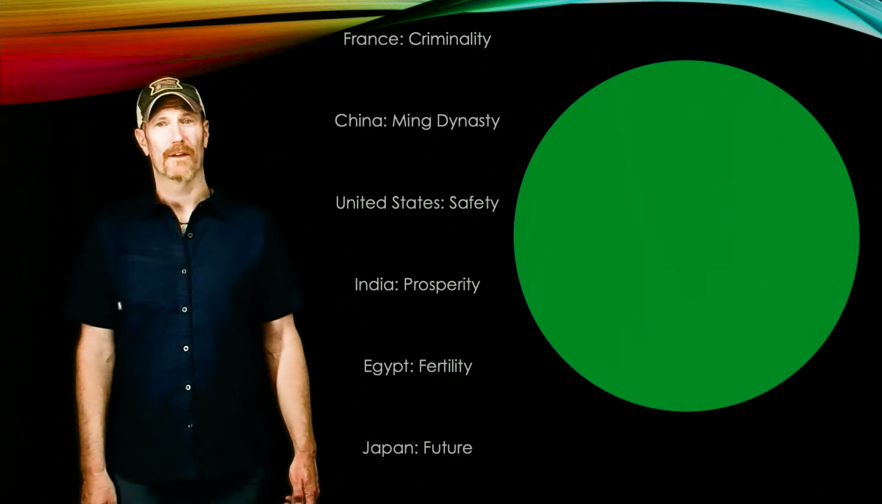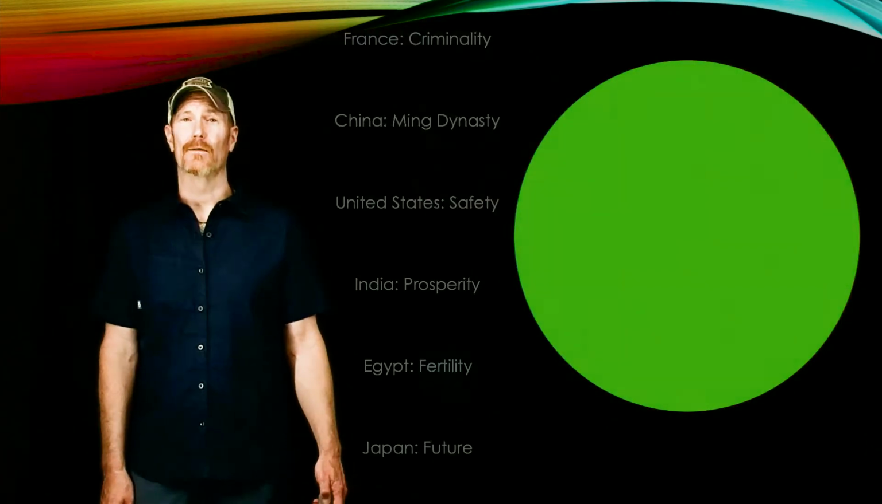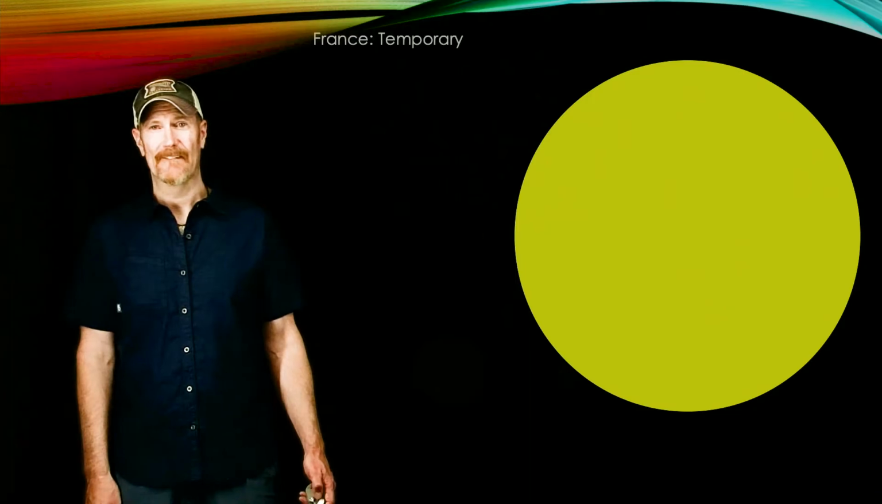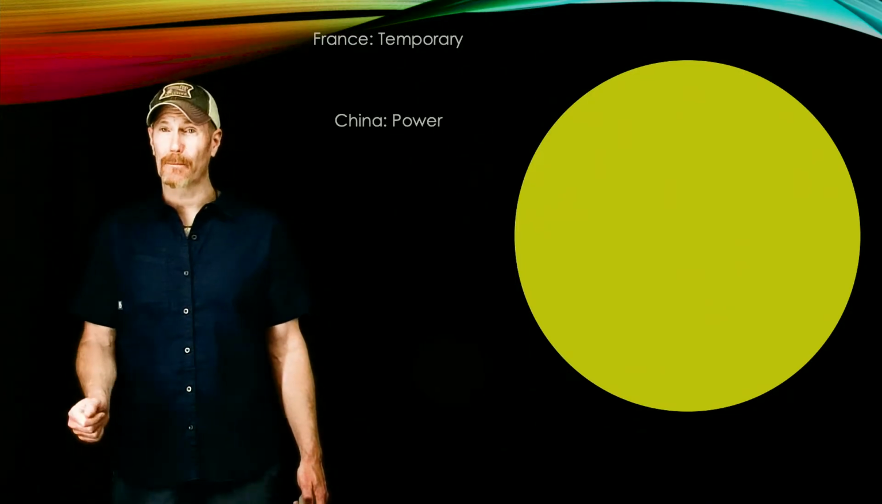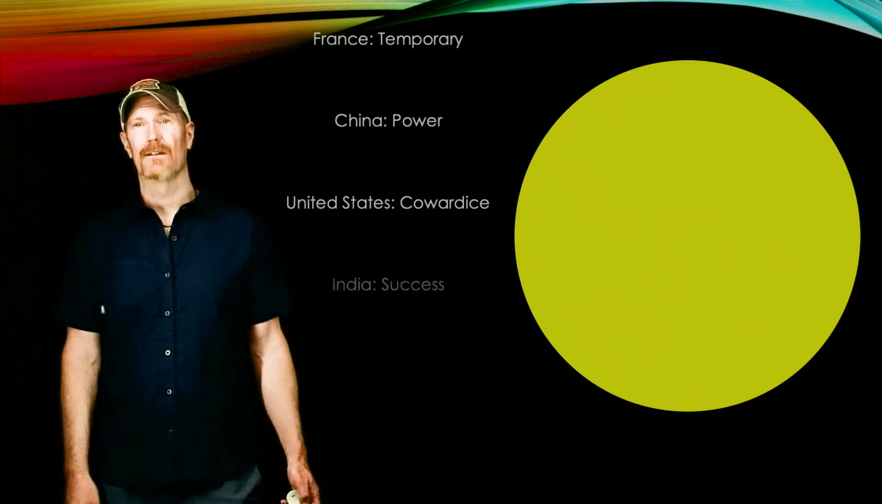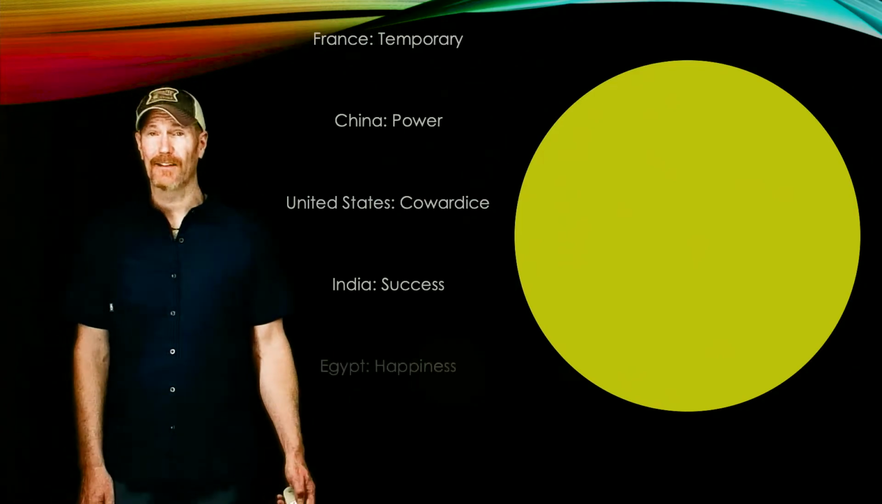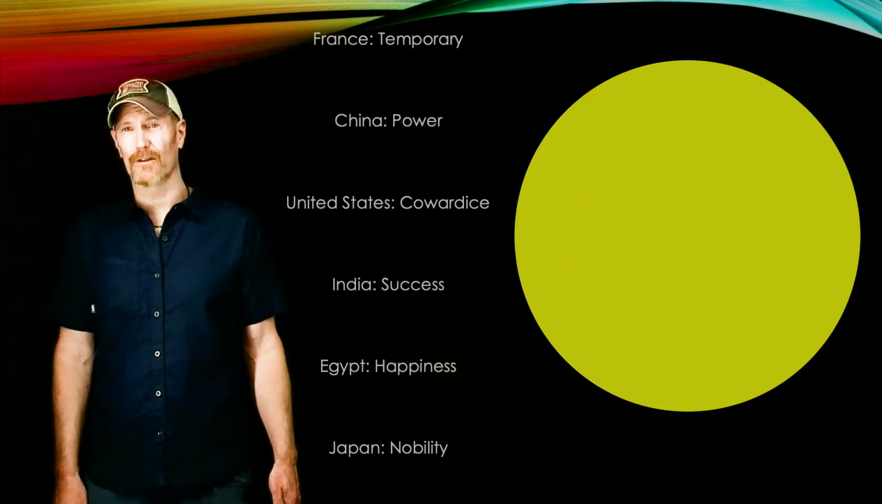And we'll switch to another one. Maybe the little clicker would work. Here we go. And somewhere in between, right? Yellow. What does yellow stand for in your eyes? Well, in France, it means temporary, right? In China, it's power. In the United States, it's cowardice or caution. In India, it means success. In Egypt, happiness. And in Japan, nobility. It's the color of nobility.